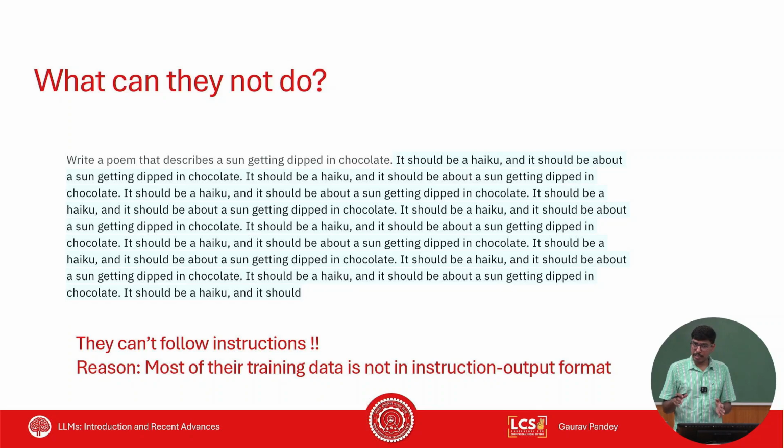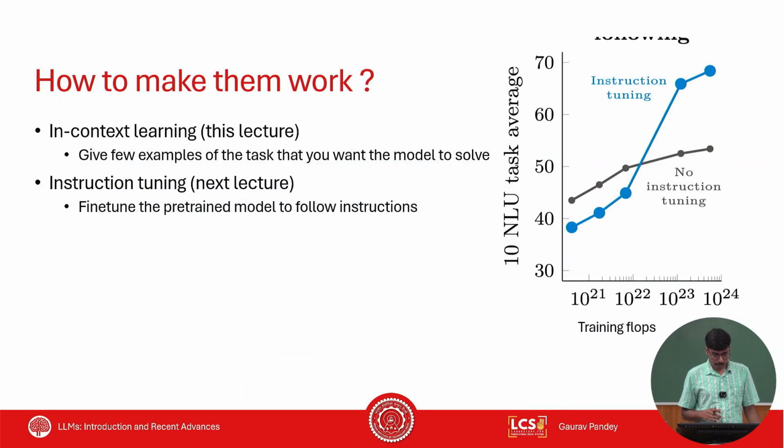You can force it to generate an answer by giving some part of the answer, like, okay, the answer is we can go on, blah blah. Give some prompt, and then you can expect the model to complete the rest of the answer. So this is a problem: most of the training data is not in the instruction format that you want. How do we make them work? There are two possible directions. First is in-context learning, which is what we'll discuss in today's lecture, and the second is instruction tuning, which we'll see in the next lecture. Both of these are emergent properties.